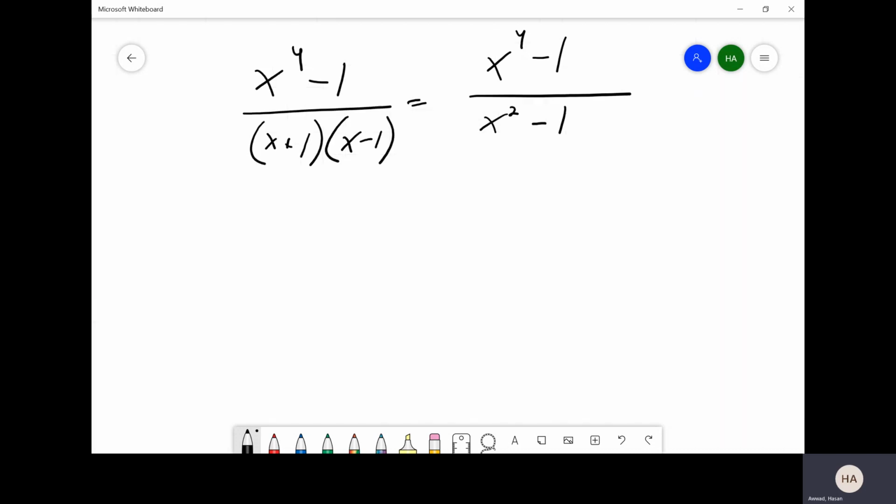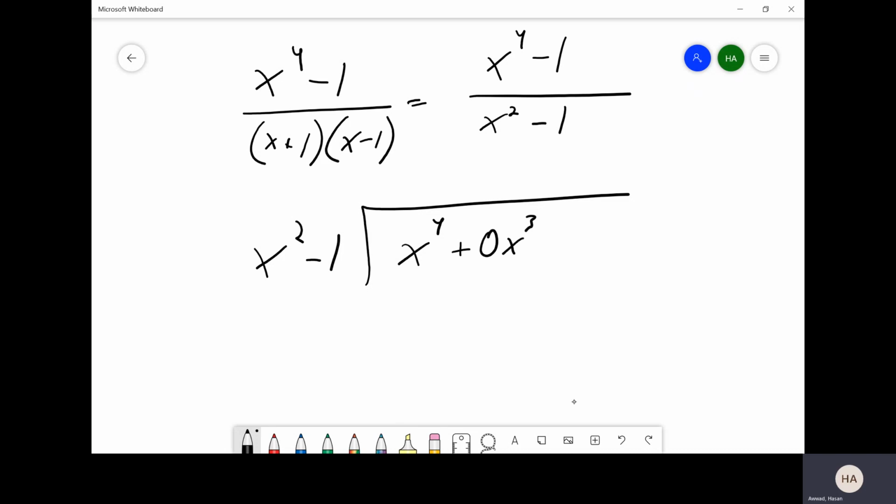And if we're doing this via long division, we know how we set this up. X to the fourth, and now we just have to fill in all the placeholders, so plus 0x cubed plus 0x squared plus 0x minus 1. Okay, and now we play the game that we always play, which is we figure out what we need to multiply by to match the leading coefficient.